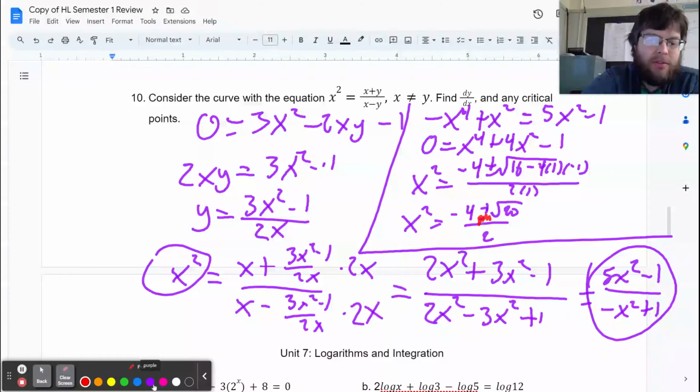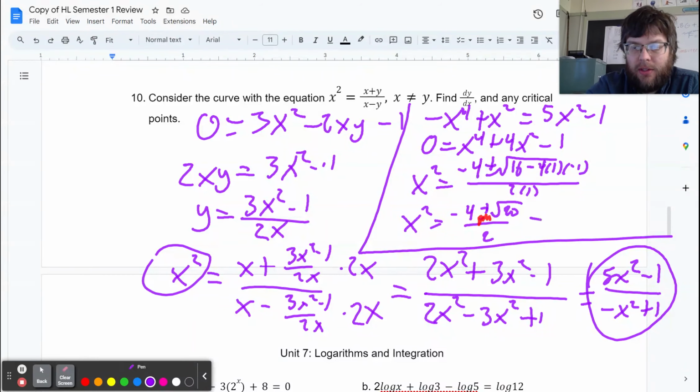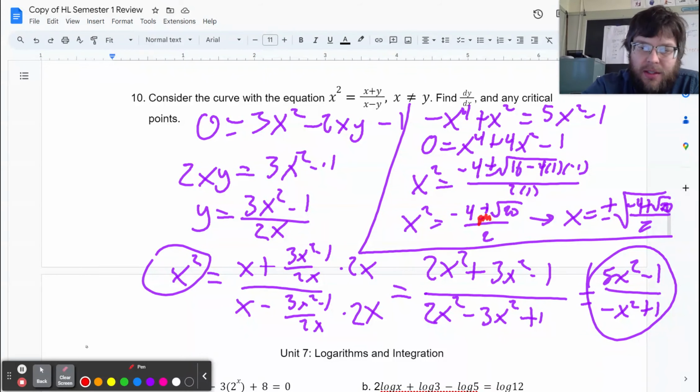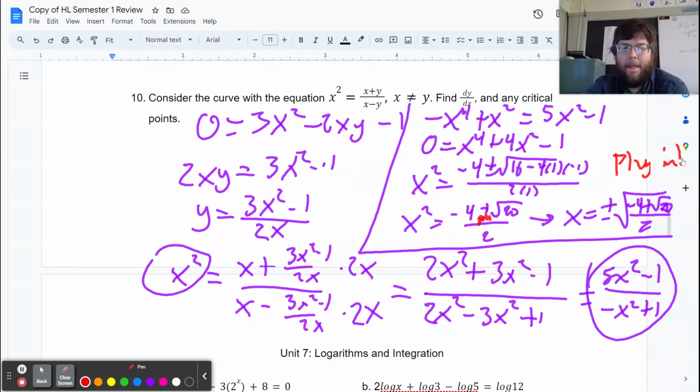So that means that I have two potential answers, and those are plus or minus the square root of all that stuff that I just found. Okay? When you plug those in, don't forget, like I've mentioned a couple times in this video, you plug in to find the y value.